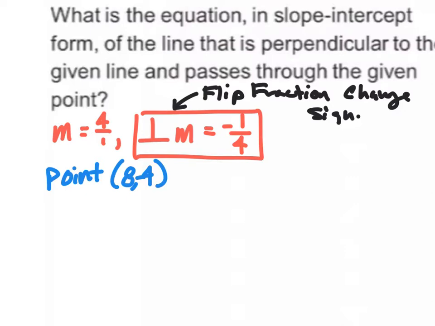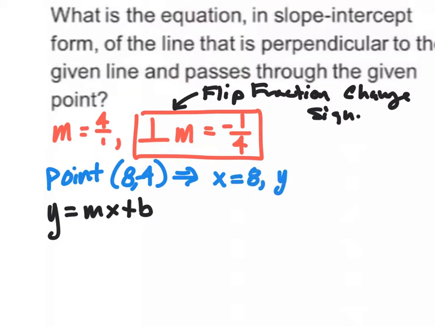So here's what I want to do. I'm going to use my slope-intercept form, y equals mx plus b. I know that from this point, x is equal to 8 and y is equal to negative 4. So my y value is negative 4, and this is going to be equal to my slope, which is negative 1/4, times 8 over 1, and then plus b.